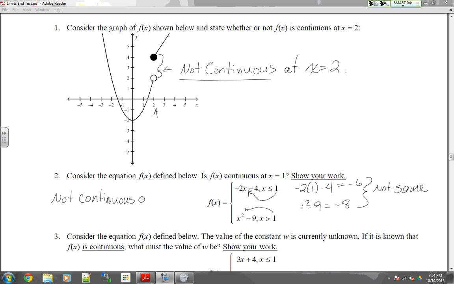At x equals 1. All right, because they don't equal the same thing. The only way they're continuous is if they equal the same thing.